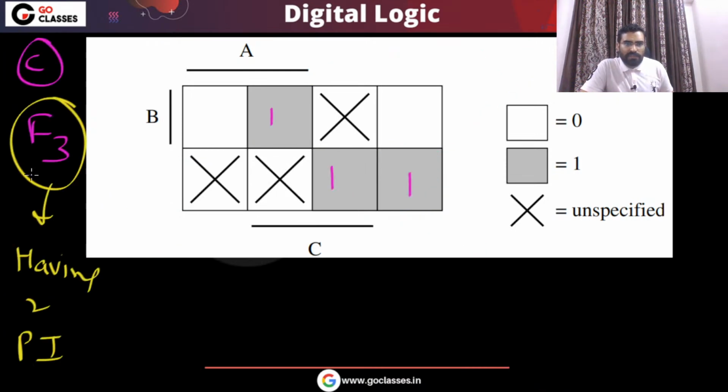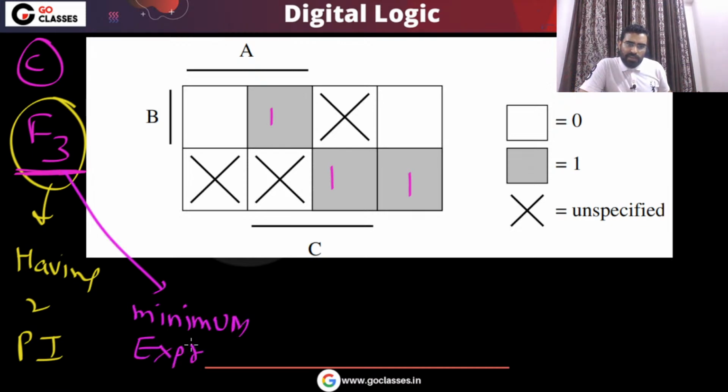Next, question number F3 is asking for 2 PIs and a minimum expression. There must be 2 PIs, but the expression must be minimum. So what should I do?